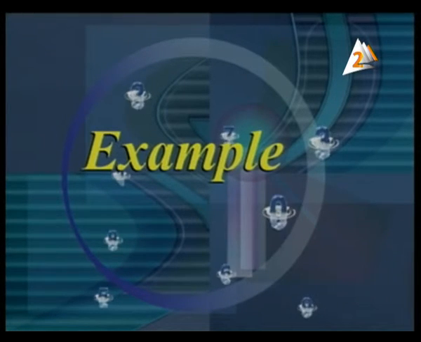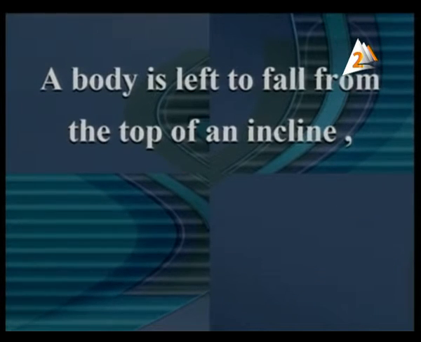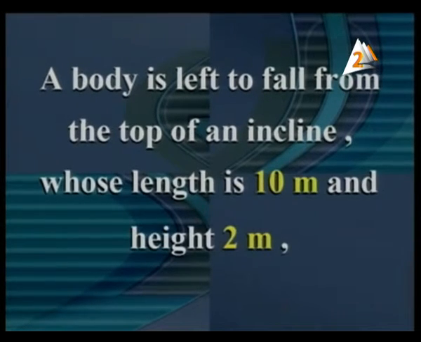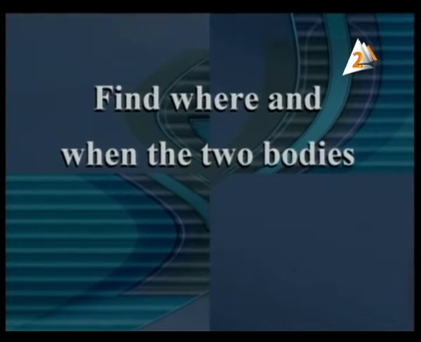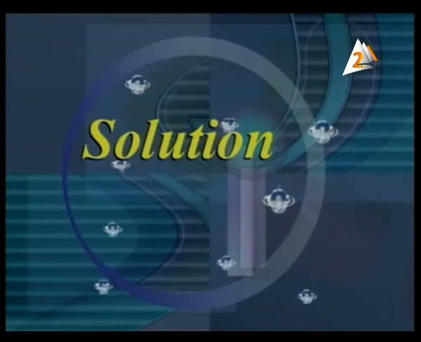And now, let's go to another example. A body is left to fall from the top of an inclined plane whose length is 10 meters and the height is 2 meters. At the same instant, another body is thrown from the bottom of the incline up with a speed of 5 meters per second. Find where and when the two bodies collide.